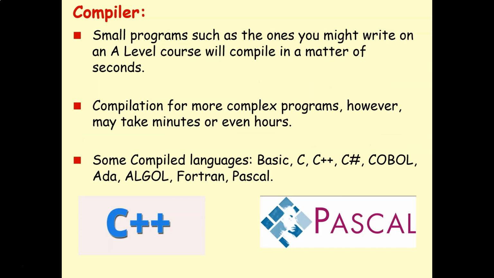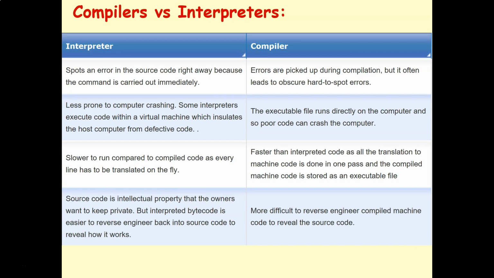Small programs such as the ones we often write on an A-level course will compile in a matter of seconds. More complex programs, however, might take minutes or even hours to compile. Some common compiled languages include C, C++, C Sharp, Fortran, Pascal. Again, there's a lot of them out there. Also, please note some languages can be interpreted or compiled depending on what you want to do. So here is a comparison of compilers and interpreters.